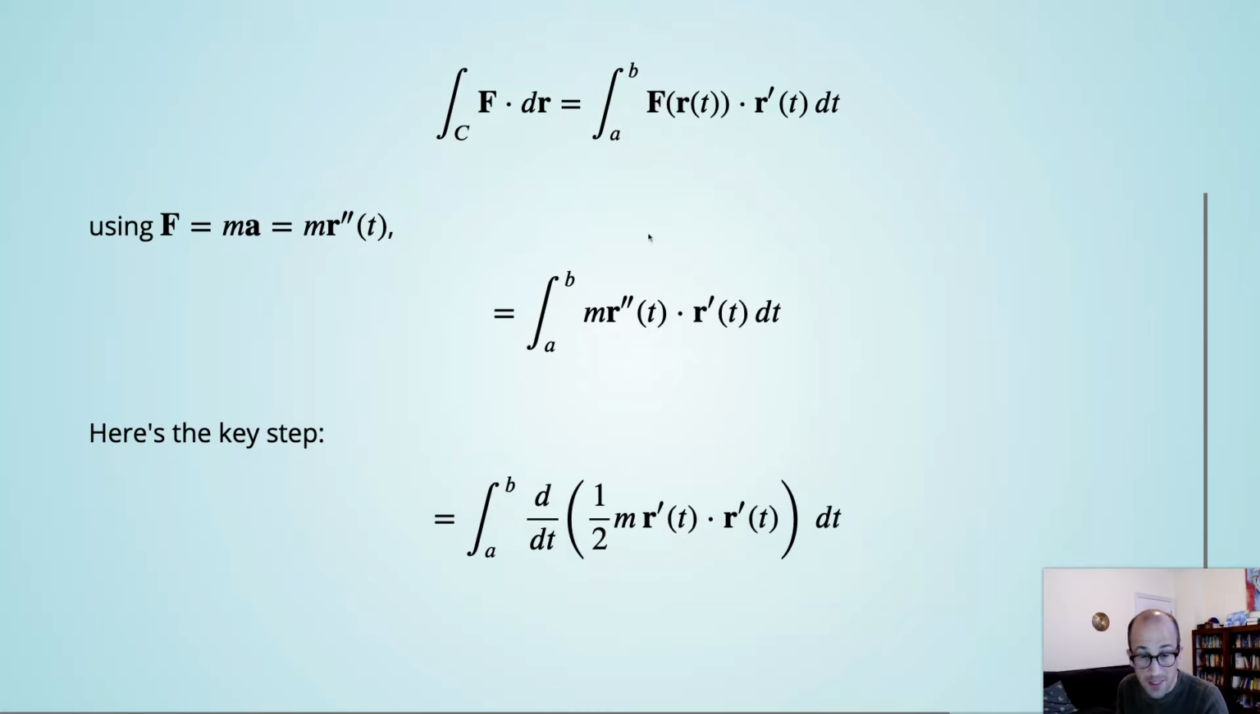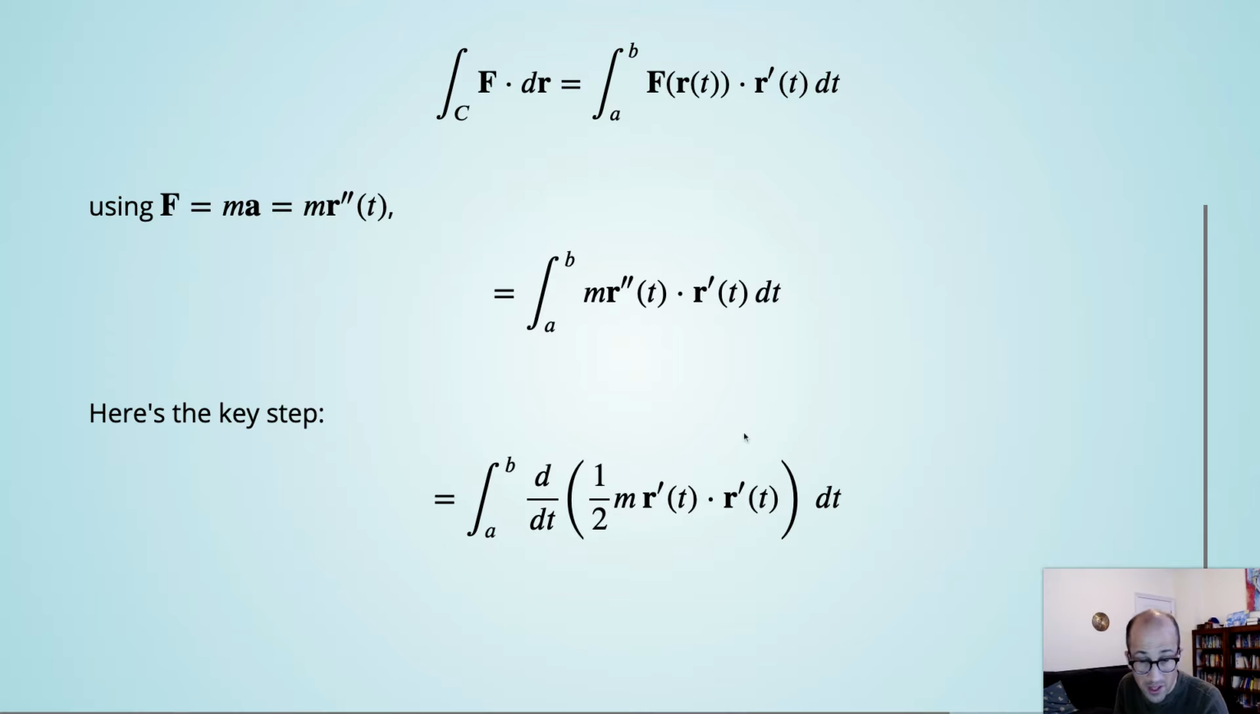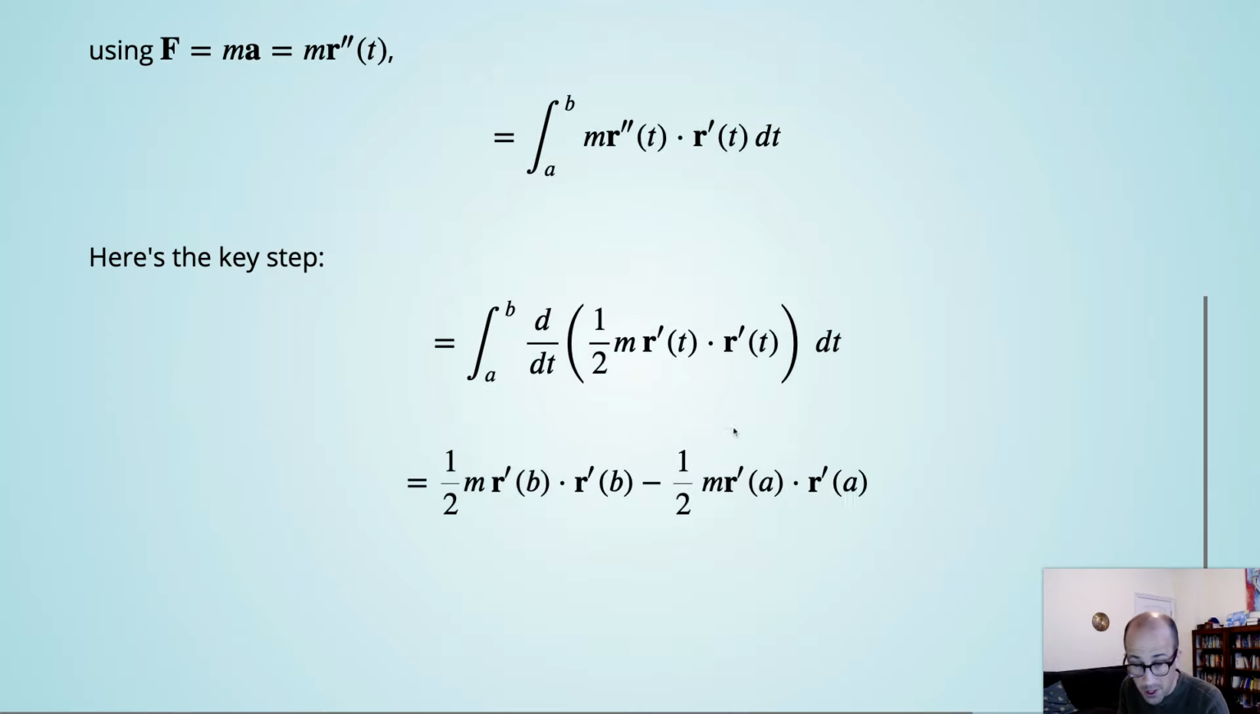But we realize that this really is a total derivative of a function of t. And this is a scalar valued function because it's a dot product. So it's a derivative of a scalar valued function. The fundamental theorem applies. And we just say, it's this thing inside the parentheses evaluated at b minus that same thing evaluated at a. But we see r prime of b dotted with r prime of b and r prime of a dotted with r prime of a.